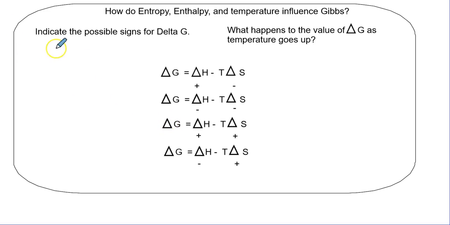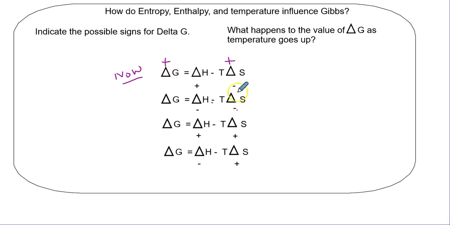All right, indicate the possible signs of delta G. Let's try this out once. What happens to delta G as the temperature goes up? Okay, so in this situation, I like to come up with a new sign for this factor. Negative times a negative is a positive. Positive plus a positive must be positive. This is non-spontaneous then.